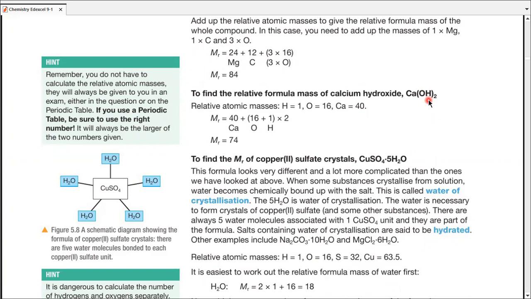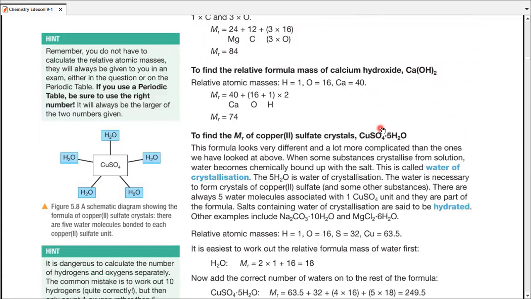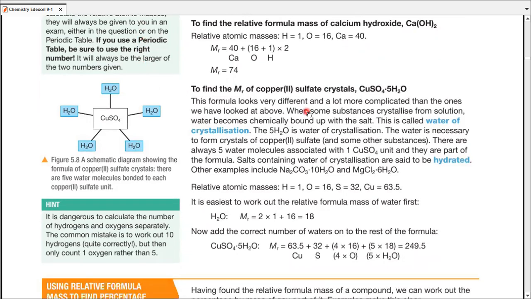In case of parentheses, it's pretty simple. The number written below the parentheses as a subscript actually multiplies with everything inside, whatever the number written below as a subscript to the element is. Now, remember, make sure you use the right atomic masses value from the periodic table as given in the hint over here.